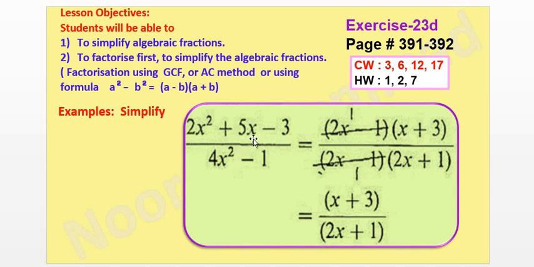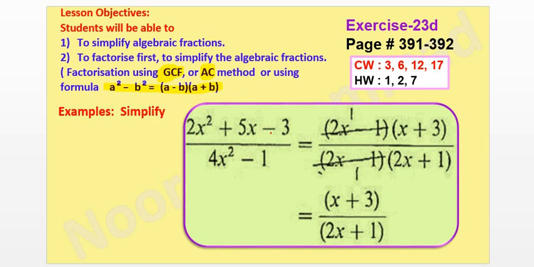So like the previous exercises, we have to simplify the fractions by factorizing first, either the numerator or the denominator, and if it is possible we will factorize both of them. And how will we factorize them? Either by pulling out the GCF, or using the AC method, or using the difference of the squares formula, right? Any of these three methods will be used to factorize.